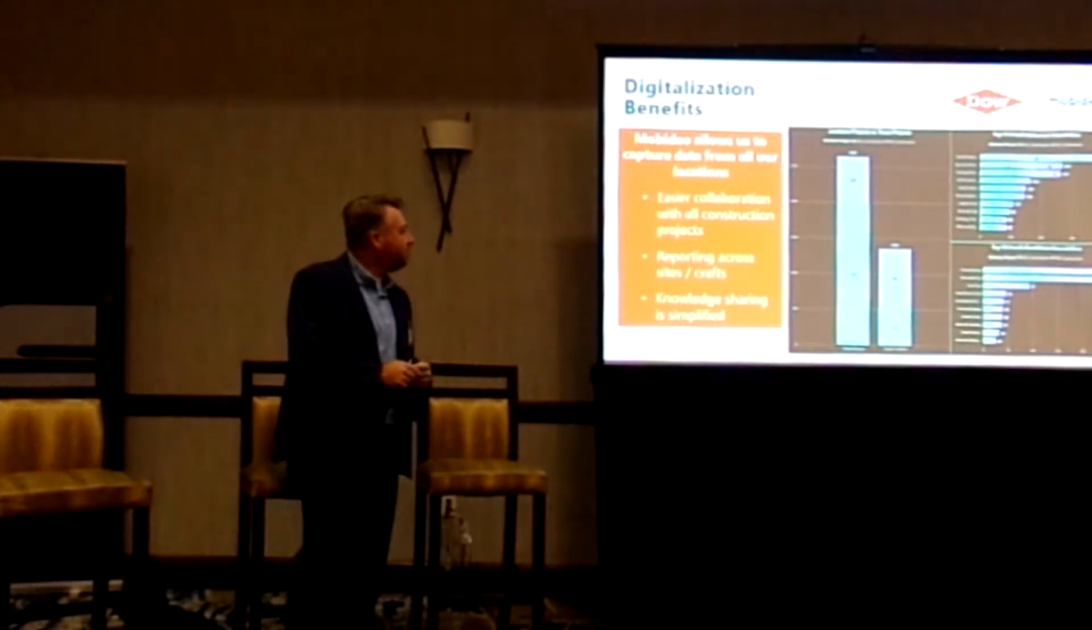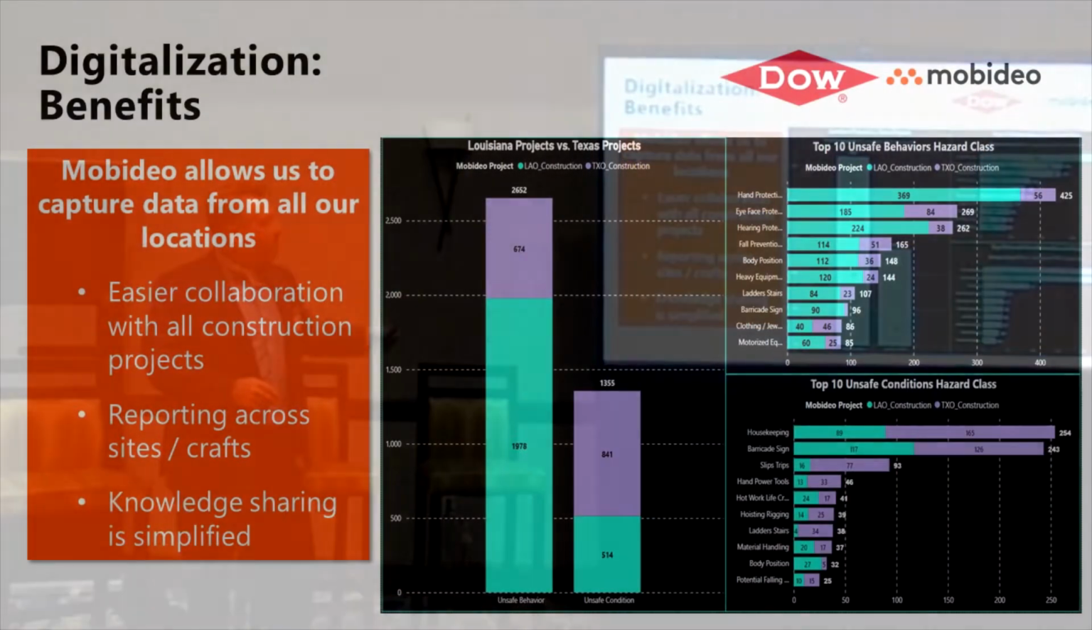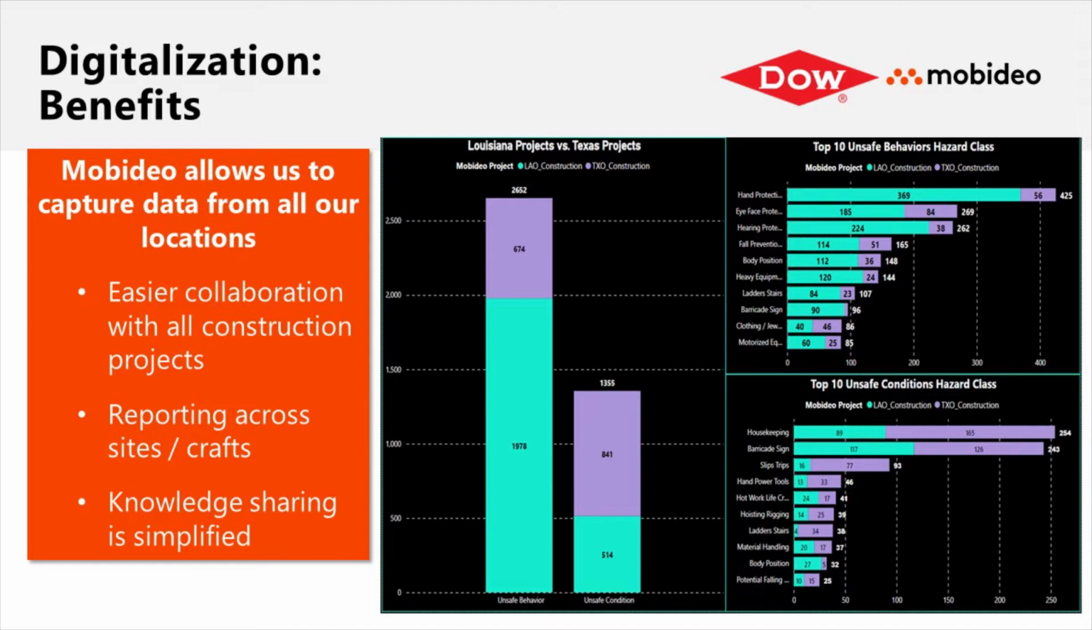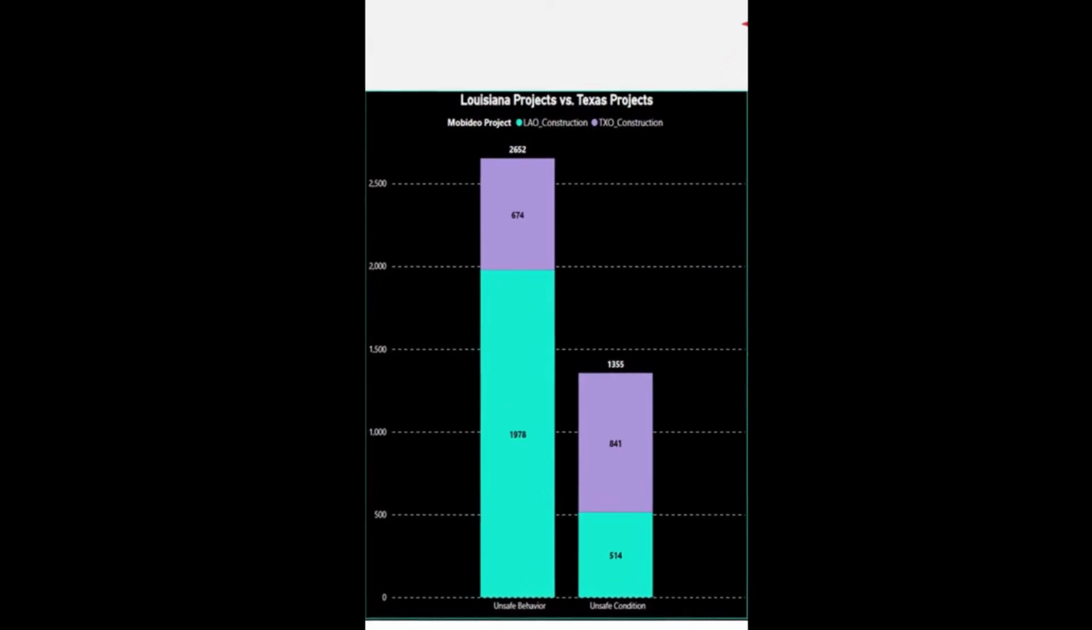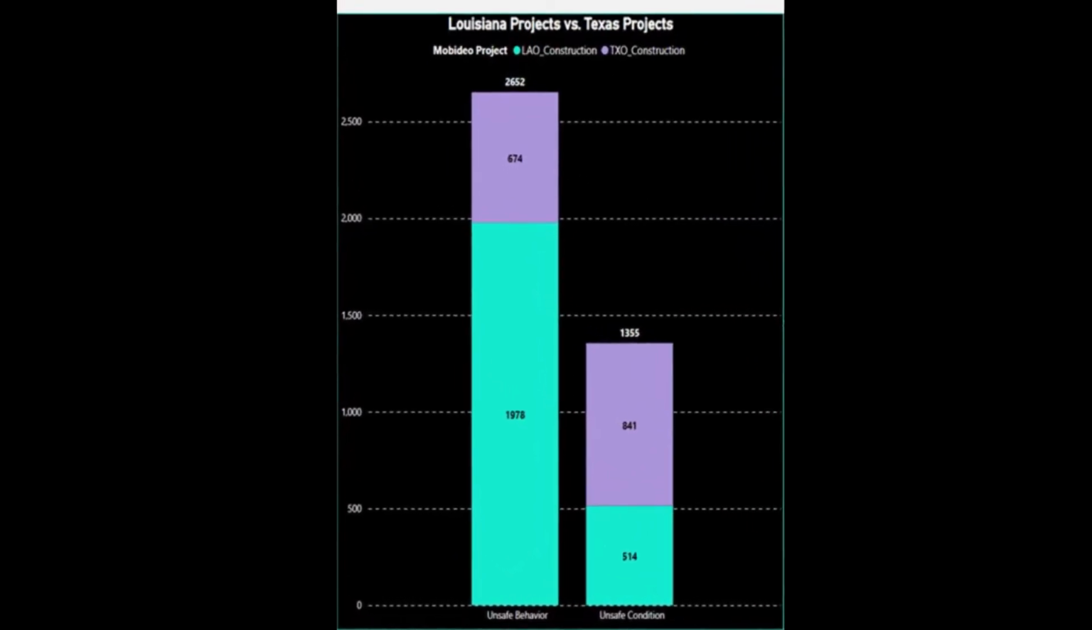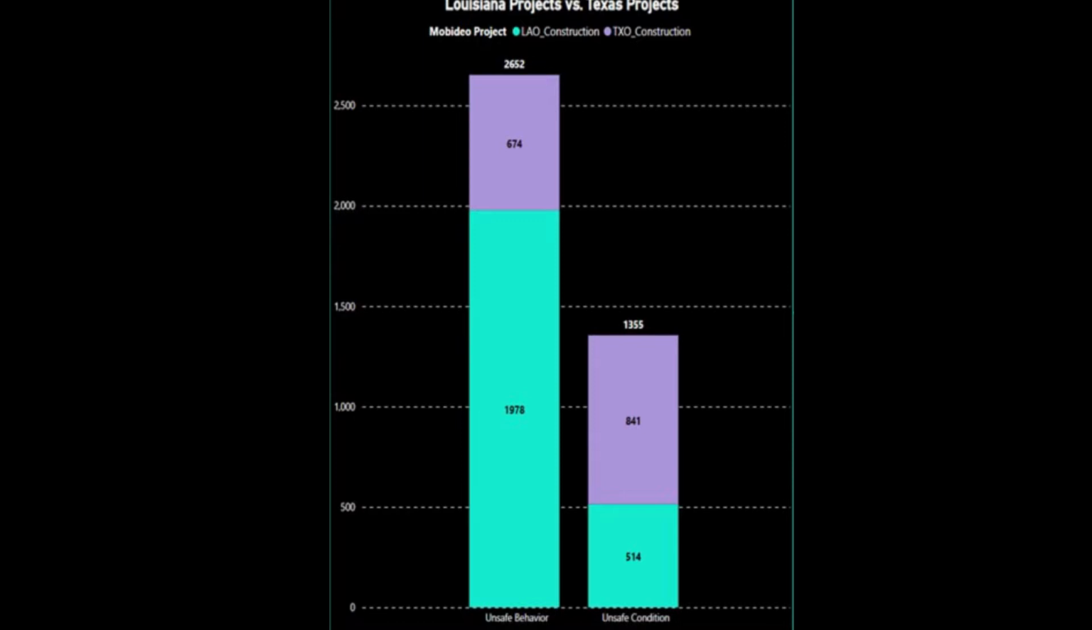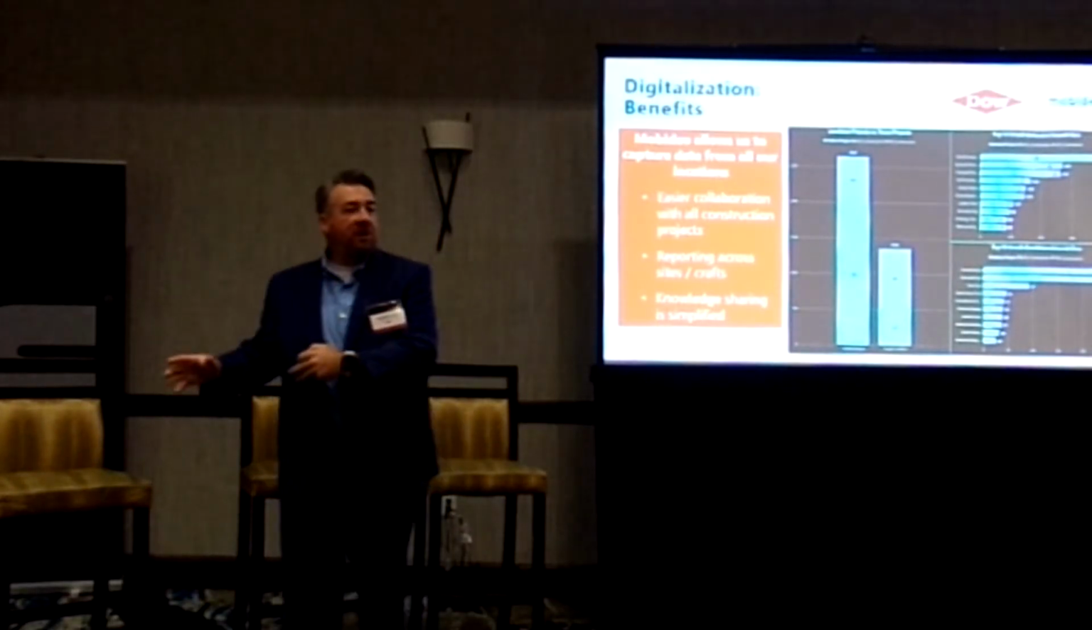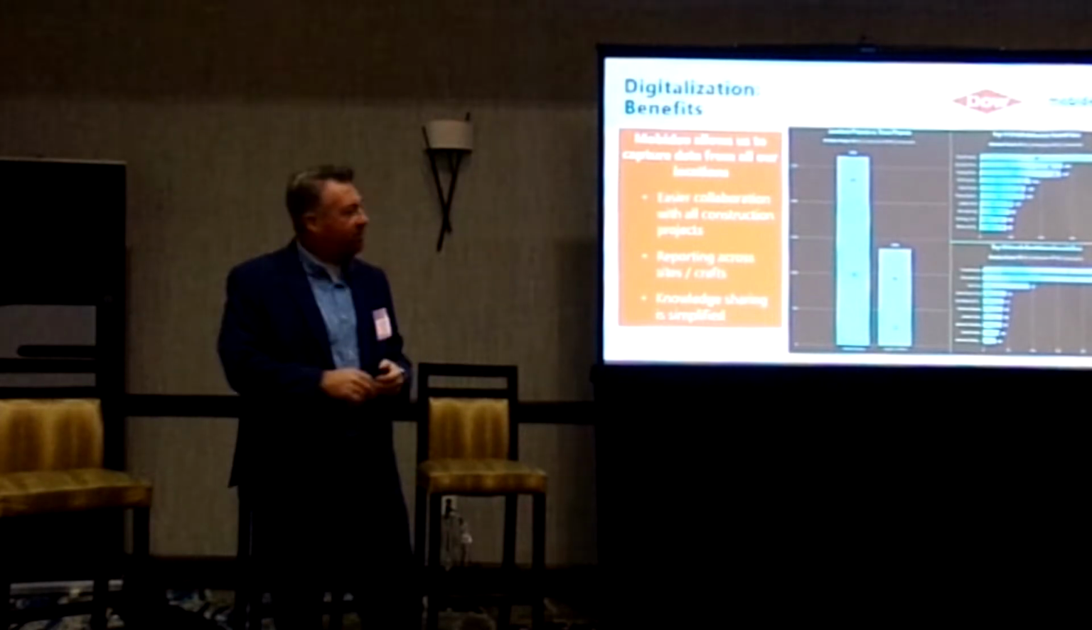This is an example of all of our data from all of our sites, Louisiana, Texas, Argentina. We had some projects going on in Kentucky as well. We can trend all of those against each other. And this is just a quick example of unsafe behaviors and unsafe conditions. The blue is Louisiana, the purple is Texas. So we can kind of compare our projects and turnarounds in one of our sites versus another and see where we need to go make some changes.